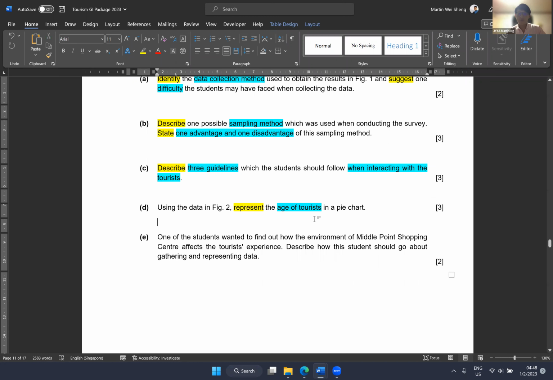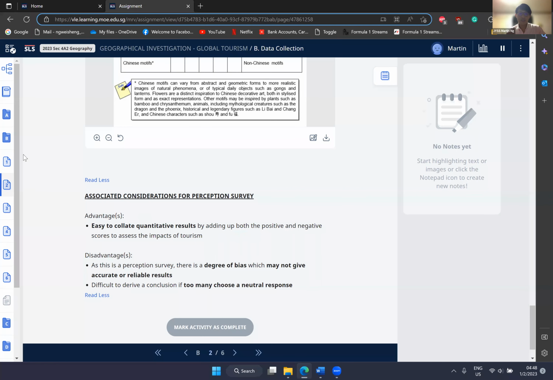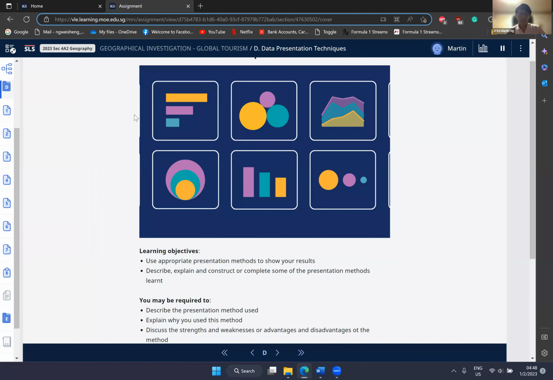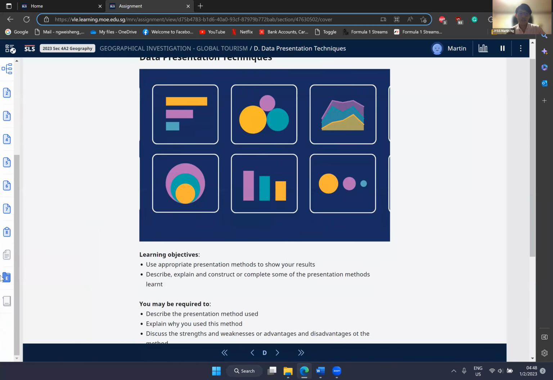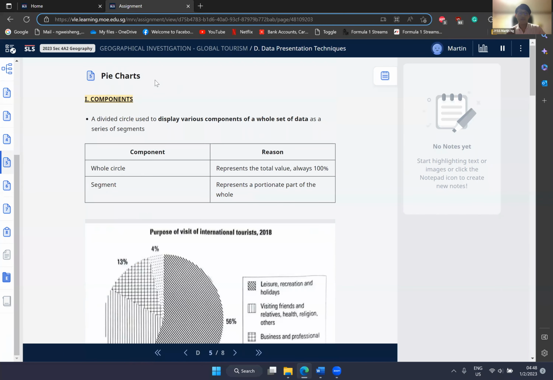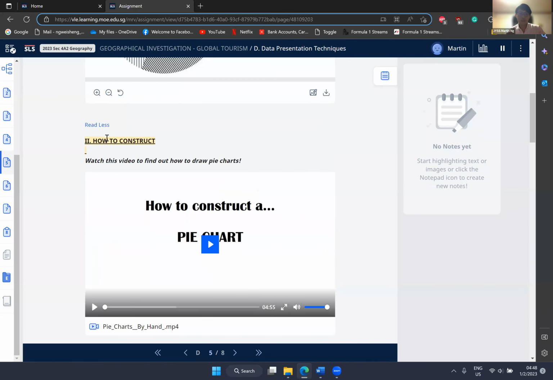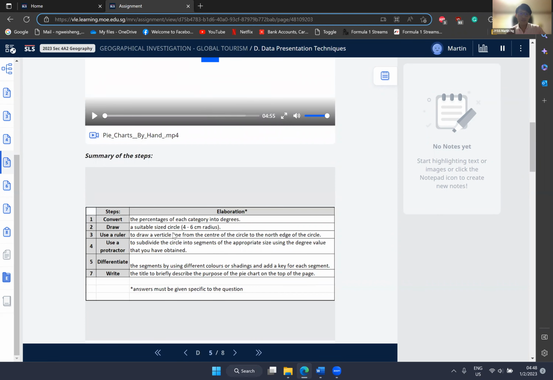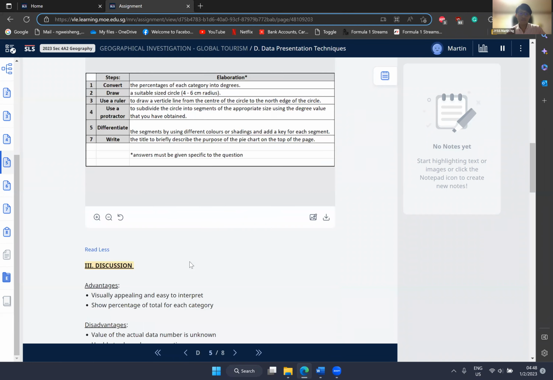All right, so hint to you, if you don't know how to draw a pie chart, please go to the SLS lesson. It is under D, data presentation technique. From here you can find, I believe it's number 5. Okay, number 5. What is a pie chart about? And over here, how to construct the pie chart. So there are the steps to constructing a pie chart over here.